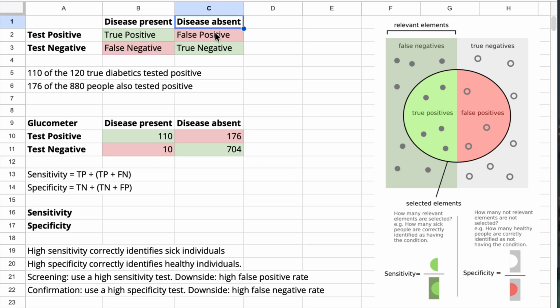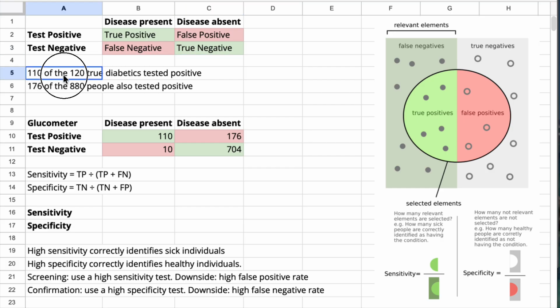If they don't have the disease, they don't have diabetes in this case, but the test comes back positive, that would be a false positive. A glucometer reading above 140 would be diabetes, and 100 to 140 on the glucometers we use at the college would be borderline diabetes. A false positive would be somebody indicating that they have diabetes when they don't. And again, a follow-up test will clear that up. And true negatives are when the test is negative and they don't have diabetes.